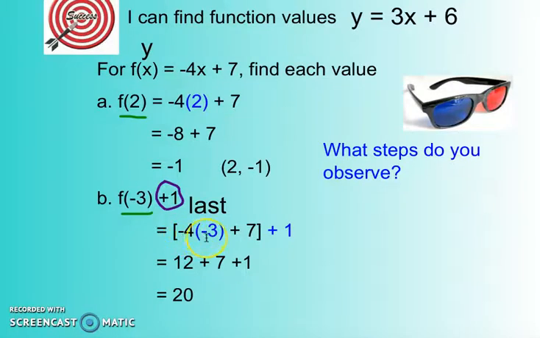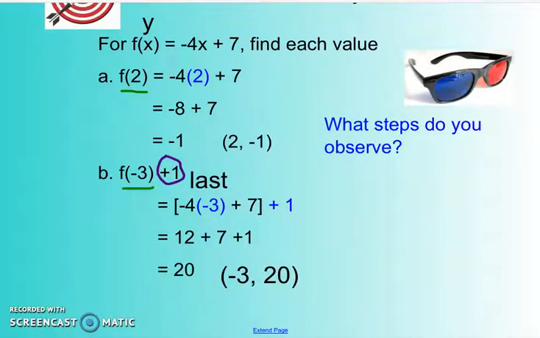So we have negative 4 times negative 3, which is 12, plus 7, which we get 19. And then we're going to add on the 1 afterwards. So if we add on the 1, our answer is 20. So our ordered pair is, what did we plug in? Negative 3. We are not going to worry about putting down the 1 because the 1 was just something to add on at the end. And then we got an answer of 20.